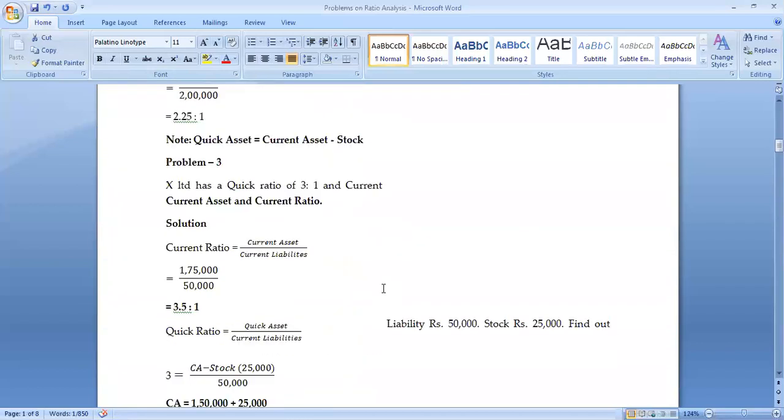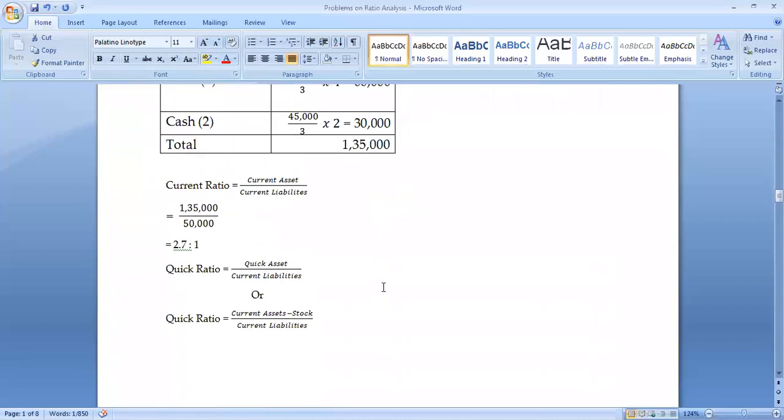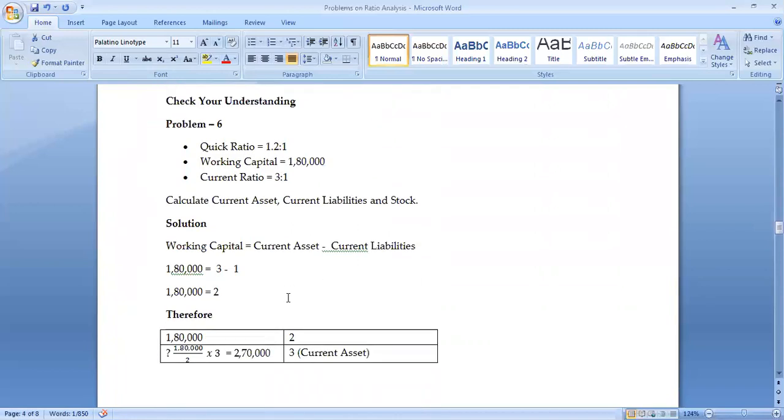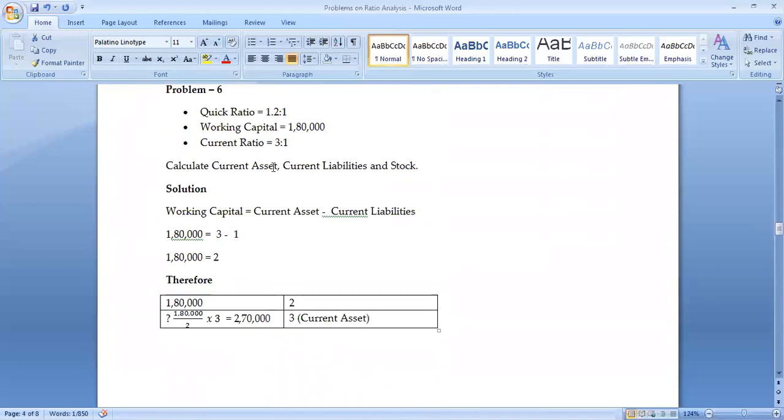So this is what you will be computing with the current assets as well as the current ratio and the quick ratio. So now let us understand with the concepts. Now there is a problem 6. Quick ratio is given as 1.2 is to 1. Working capital is 1,80,000. Current ratio is 3 is to 1. You are asked to prepare the current assets as well as to find out the current liabilities and stock. We have already calculated the current assets.